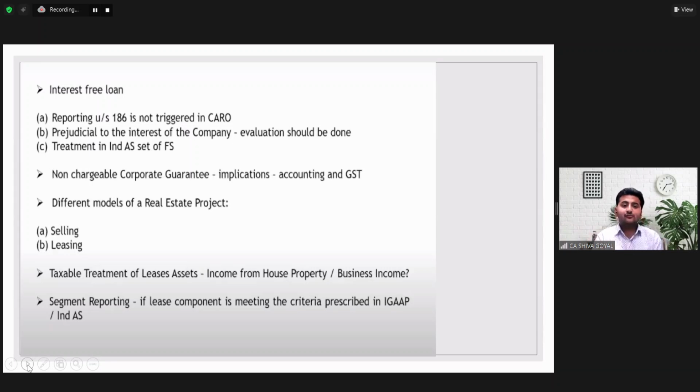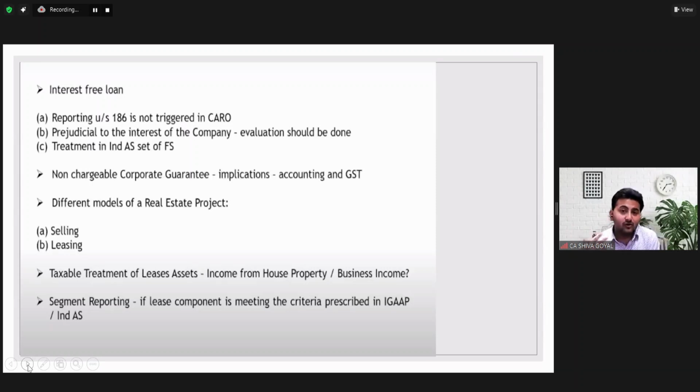Then there are leasing models and selling models. In terms of the leasing model, the auditor has to see whether the rentals should be a part of income from house property, or should be business income. In certain cases, if the real estate developer is, in the ordinary course of business, leasing the property, then of course it should be shown as business income.